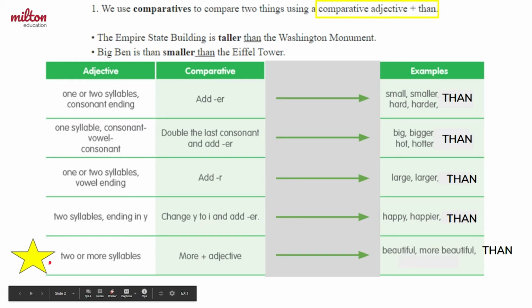Now the last rule is the most different rule. It's very different. If an adjective has 2 or more syllables, we forget about er and we write the word more, and then the adjective. For example, here's the word beautiful. Beautiful has 3 syllables. So to make the comparative, we forget about er and instead, we write the word more and then beautiful. So beautiful becomes more beautiful than.